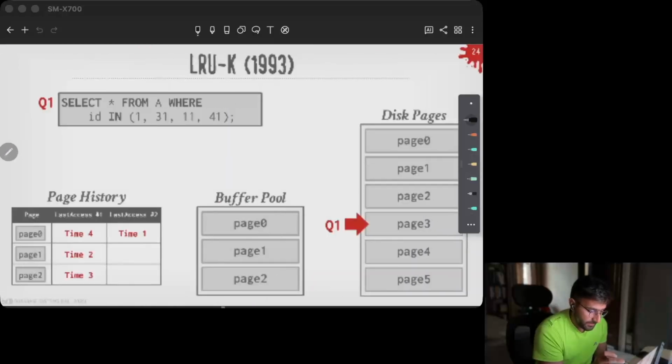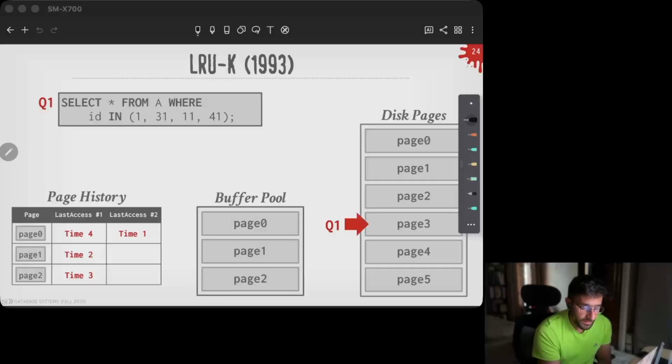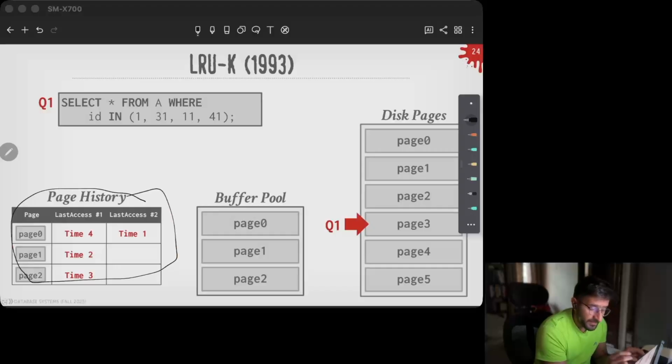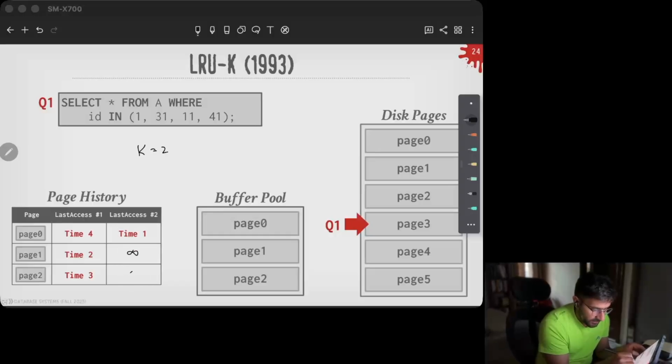Okay, so remember that. Now we have Q1 again, and it wants to touch page 3, but we don't have space in the pool. So what do you want to do? You want to go along all the pages and take their kth timestamp. K is 2 here, remember. So we read this particular column. This is infinity, this is infinity. Now the current timestamp is 5.